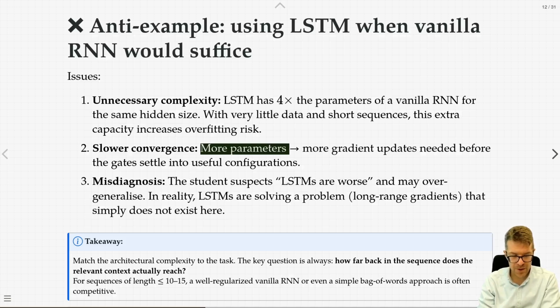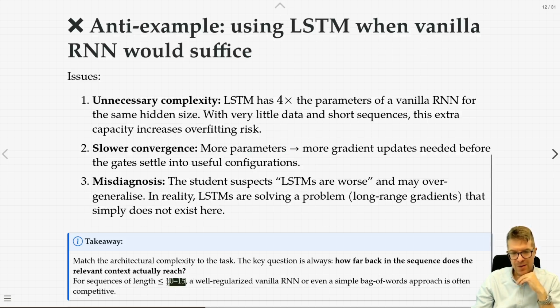So like I keep on trying to emphasize, it's always good to do as many experiments as you can and understand the nuances a bit better. So the main takeaway from this anti-example is try to match the architectural complexity to the task. If it's a simple task, a simple model will tend to not only suffice, but in some cases even do better than the more complicated models. Indeed, my suggestion is for small sequences, a well-regularized vanilla RNN can do better than other methods.